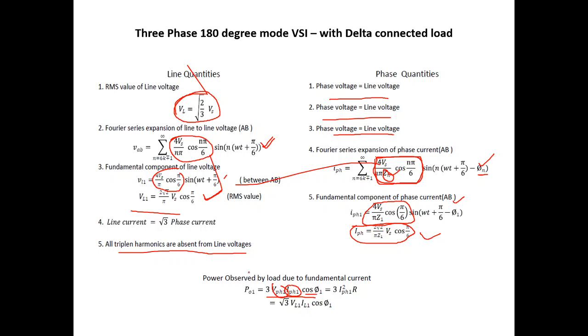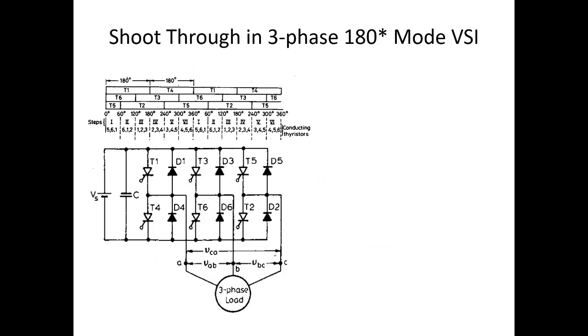Okay, this is the formula. So this is about the operation of the 3-phase 180 degrees mode voltage source inverter with delta connected load. Now there is one problem with the 3-phase 180 degrees mode voltage source inverter. That is shoot through.